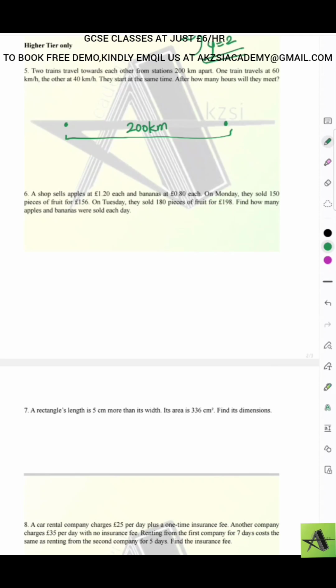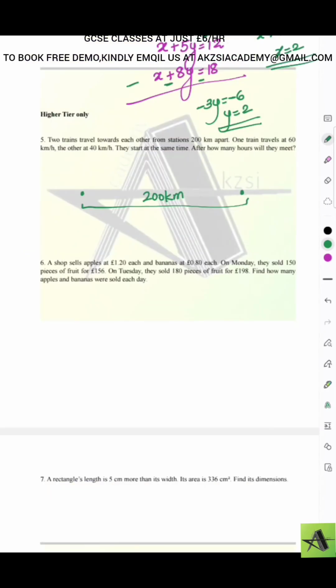So in that case, one of the trains is traveling at a speed of 60 kilometers per hour and another at 40 kilometers per hour. Now the time, after how many hours will they meet? That means they will travel the same time. Though their speed is different, obviously the distance traveled will be different, but the time will be the same. If they started at the same time, they will meet after the same particular time.